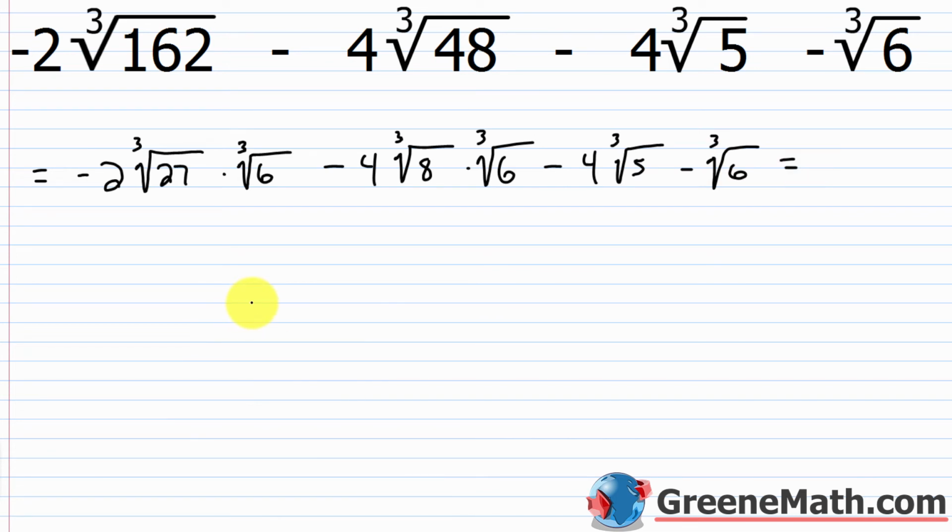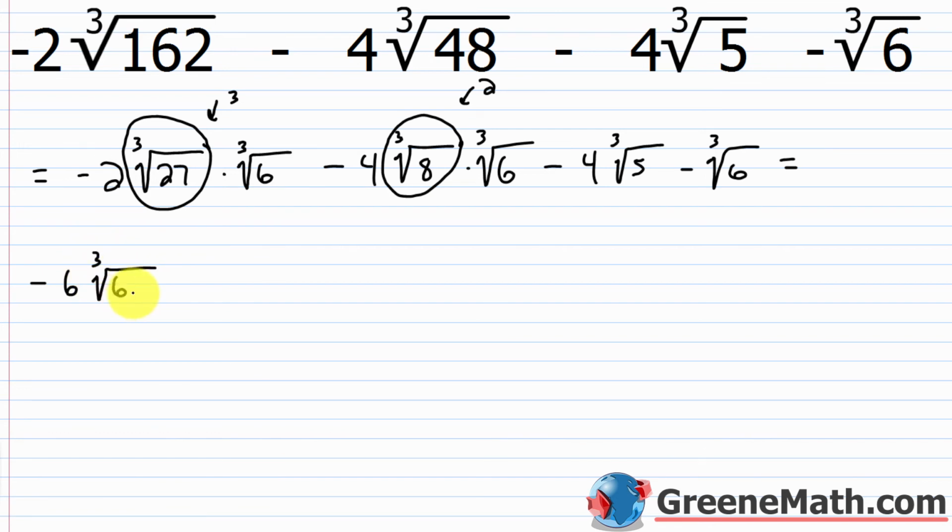So we know that we can simplify this guy right here. This is 3. We know we can simplify this guy right here. This is 2. So what would we get if we do that? Negative 2 times 3 would be negative 6, then times the cube root of 6. Then you have minus, we know this is 2, so you'd have 2 times 4, that's 8, then times the cube root of 6. Then minus 4 times the cube root of 5. Then minus the cube root of 6.